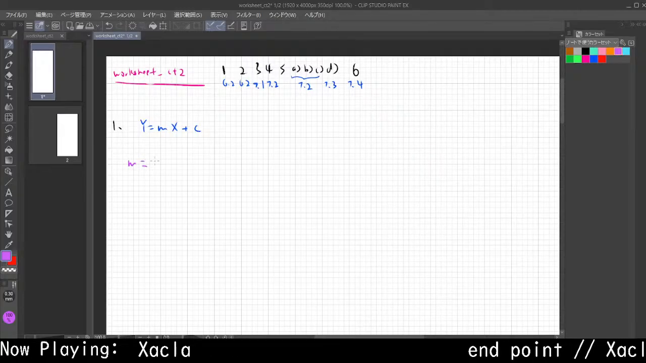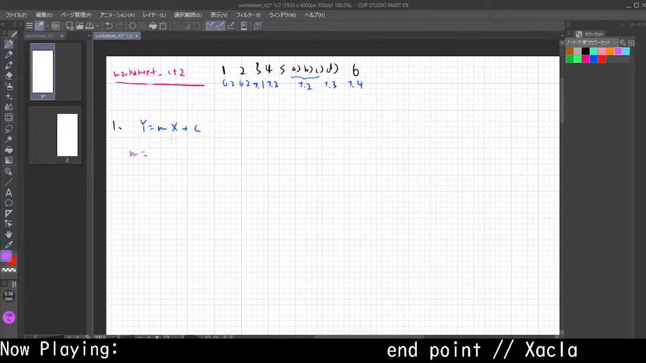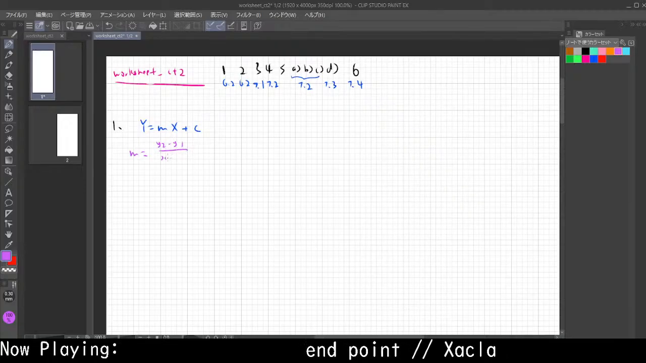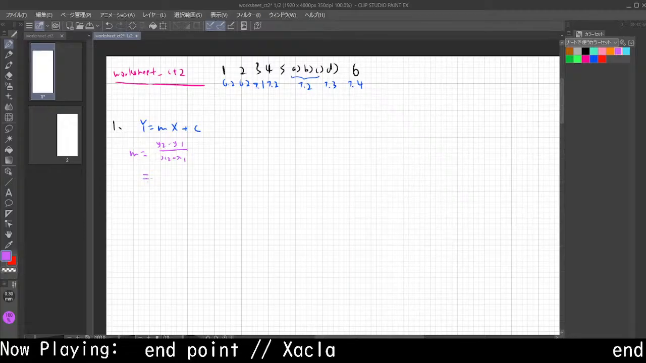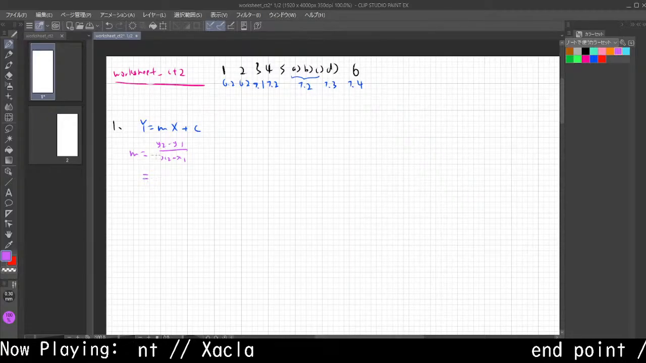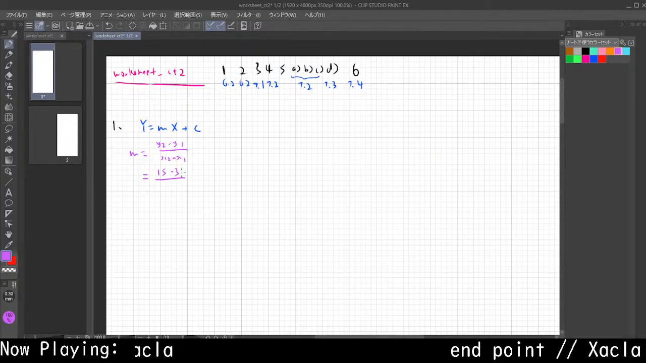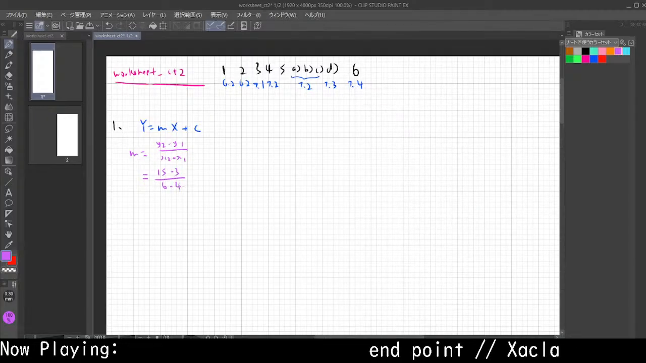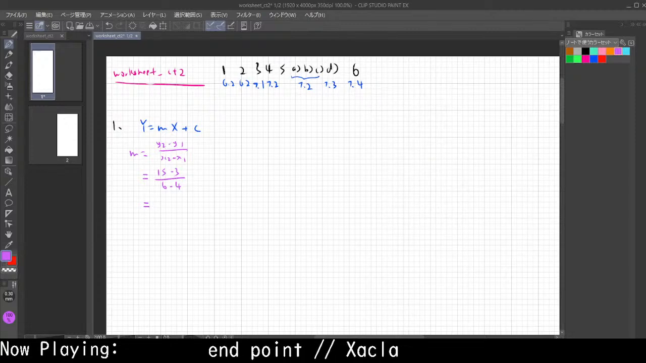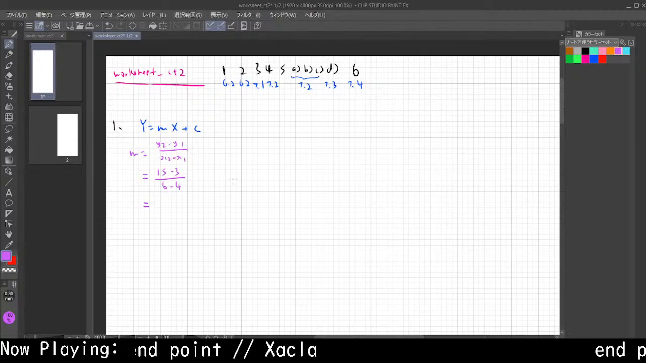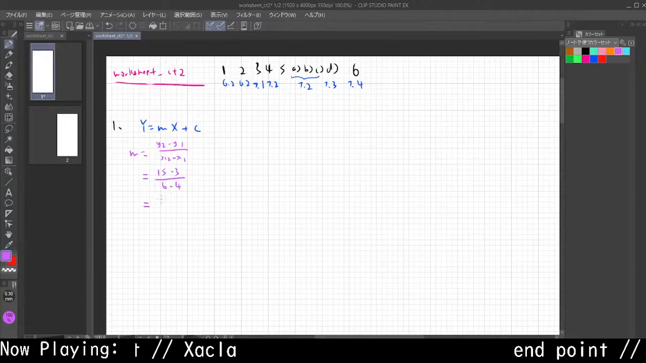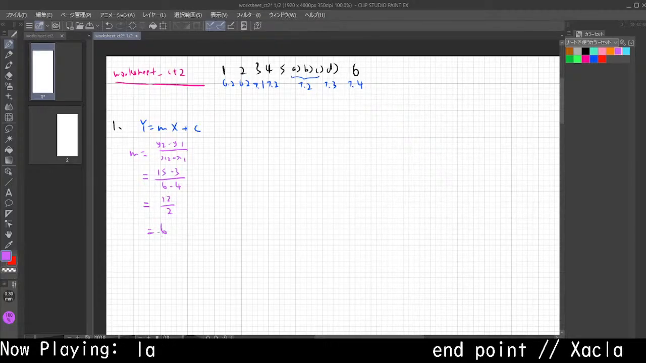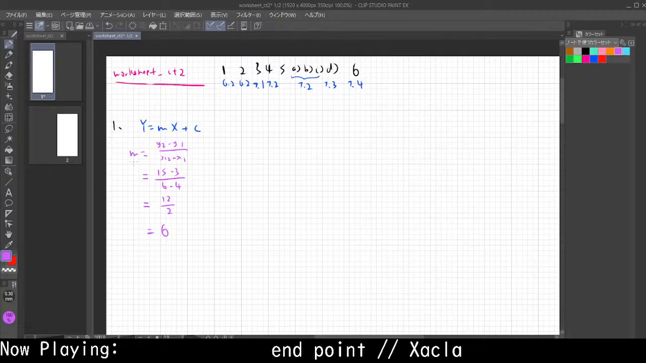So our m, you can find it by using y2 minus y1 over x2 minus x1. Okay, so again you have 2 points, so just use it directly. Therefore Y2 minus Y1 will be 15 minus 3, X2 minus X1 will be 6 minus 4. Okay, so next you basically have an answer. This will be 12 over 2, so this will be 6. Okay, therefore m is this. Then you want to find your c.